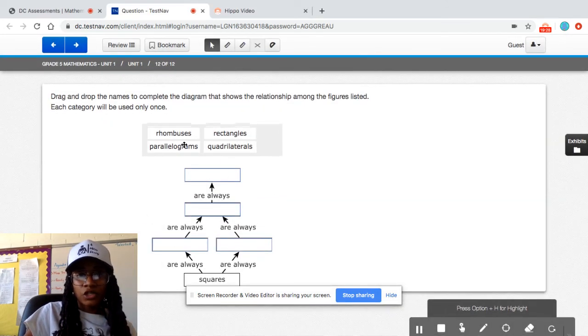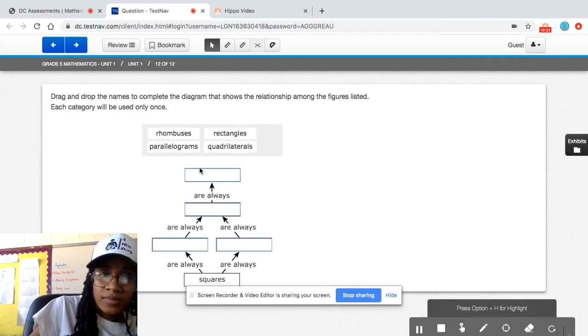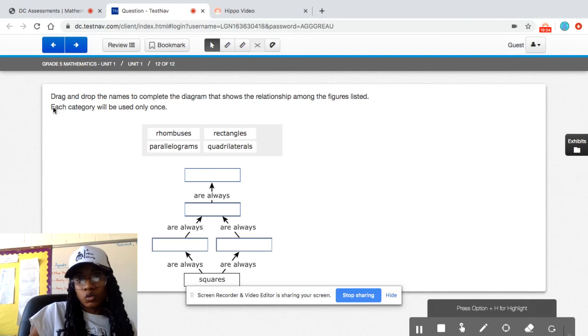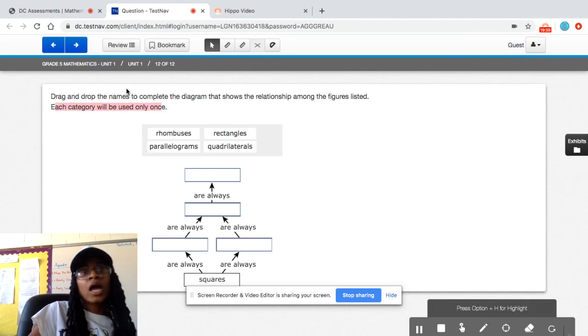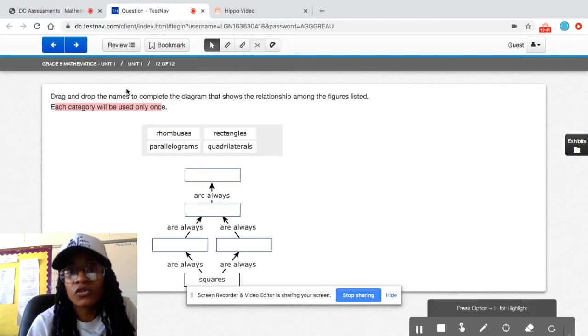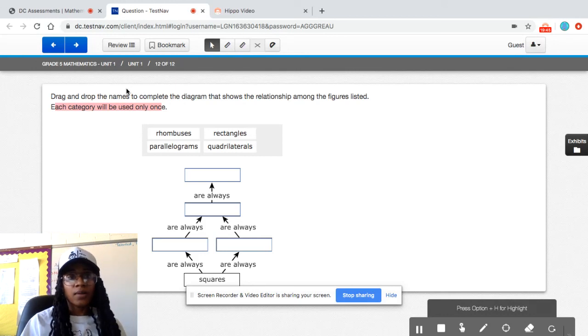Okay, and another drag and drop. So, drag and drop the names. Each category will only be used once. It is so important to make sure that you are going over these directions with your scholars in practice, because as you will find, many different drag and drop problems have different directions.